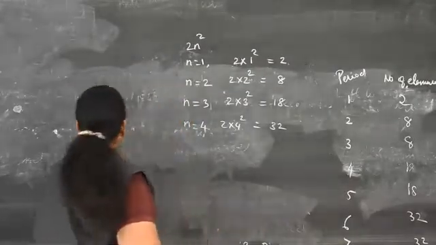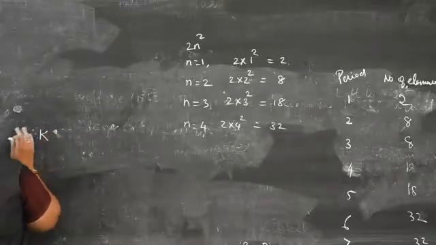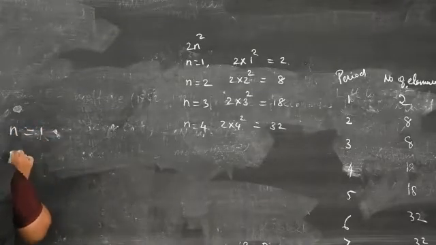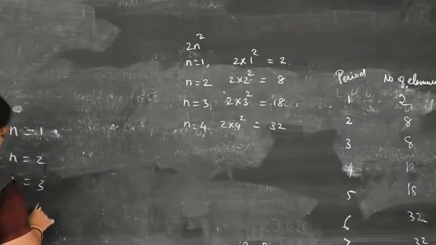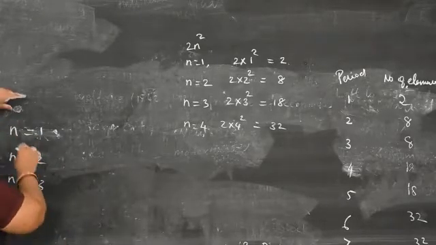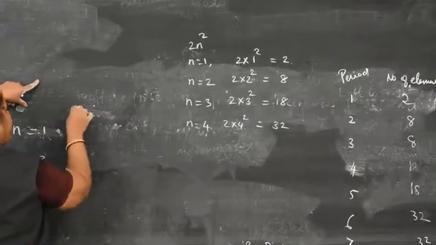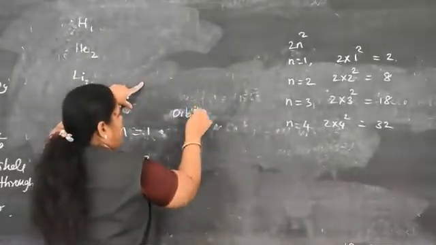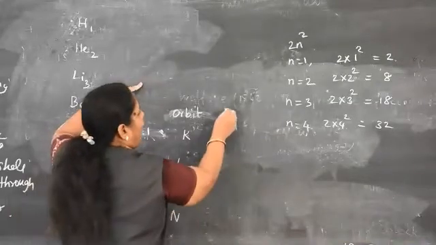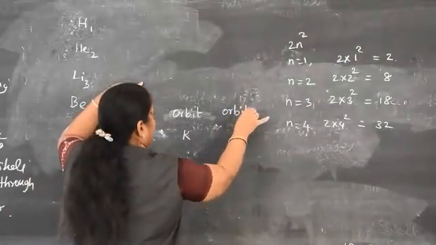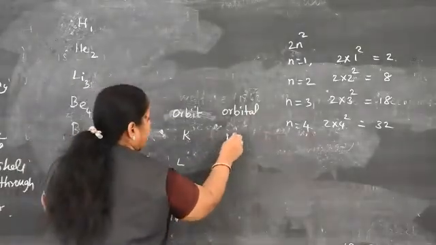So last class I discussed the K shell. n equal to 1, n equal to 2, n equal to 3, n equal to 4. This is basic. So n equal to 1 is the main shell, or I write orbit K, L, M, N. This is the first shell, that's why you write 1s.